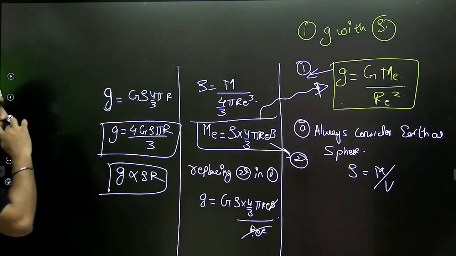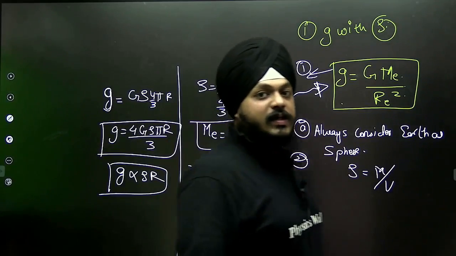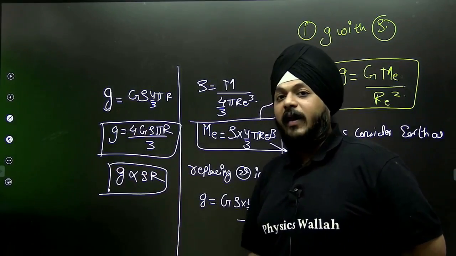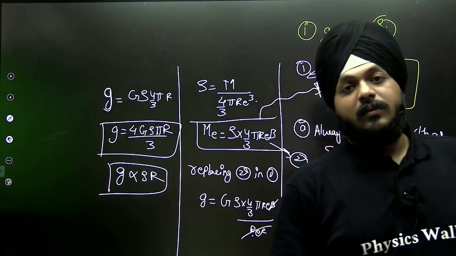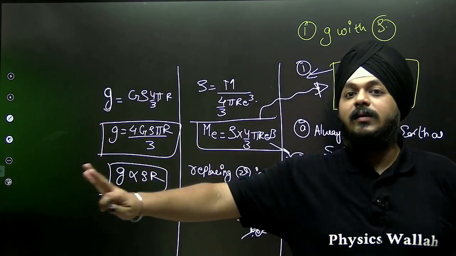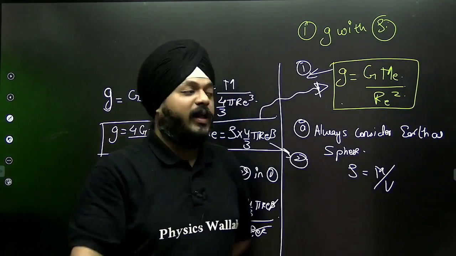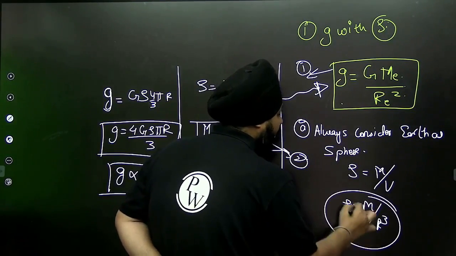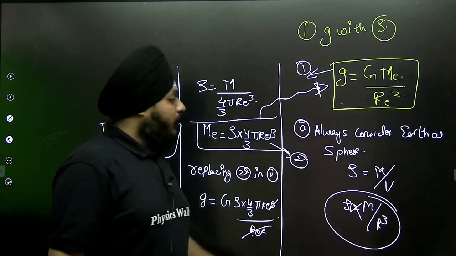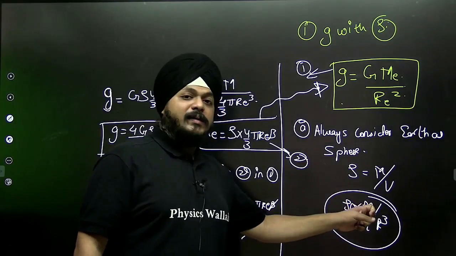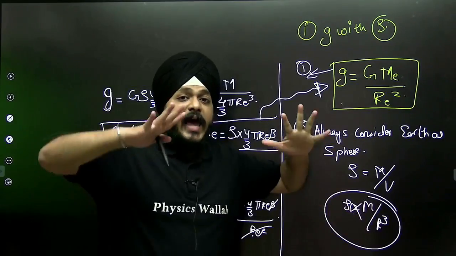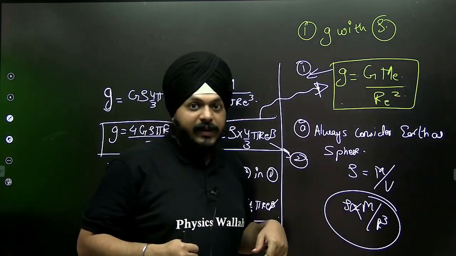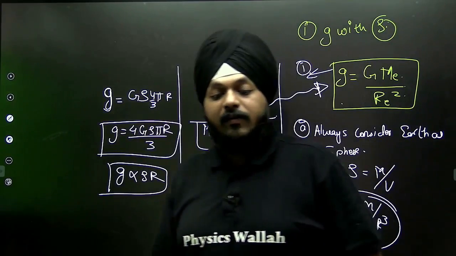g is directly proportional to rho r. If the density of the planet is changed, the radius will change, and g will change, keeping the mass constant. Everything is between density, mass and radius. See here, density is equal to mass per radius cubed. So if you are keeping mass constant, then obviously density and radius have to change to balance it.